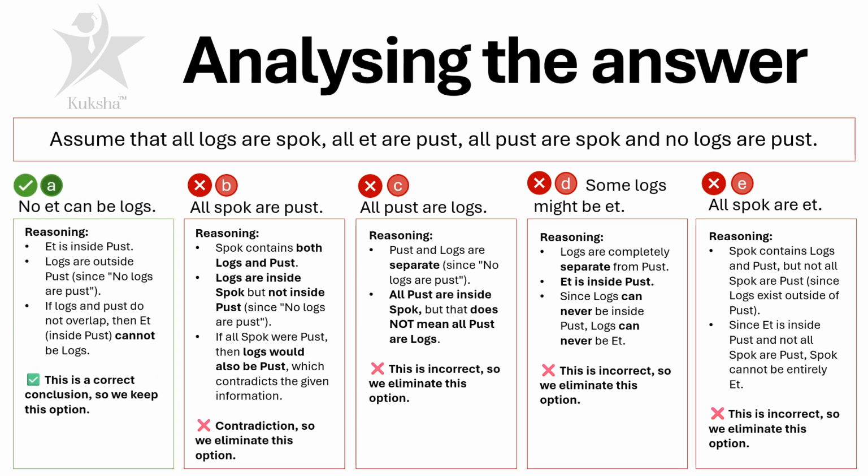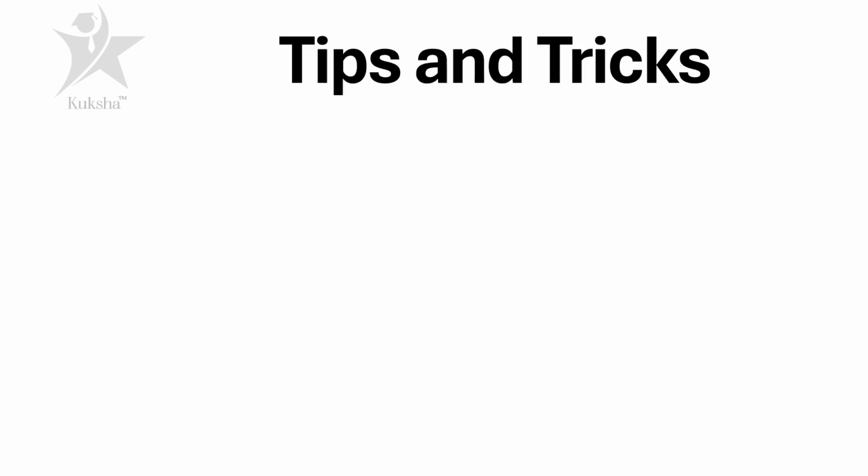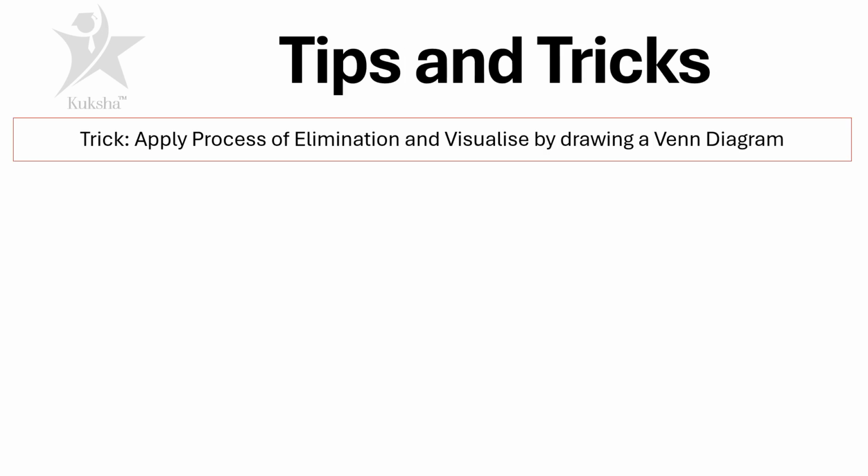So the correct answer is A. No et can be logs. So et is inside pust, logs are outside pust, since no logs are pust. If logs and pust do not overlap, then et cannot be logs. So this is the correct conclusion. Now, this is all too texty. Let's try to visualize this information with some tips and tricks.